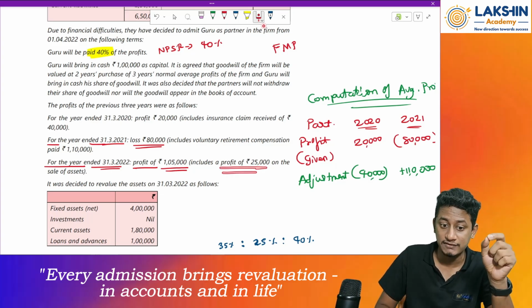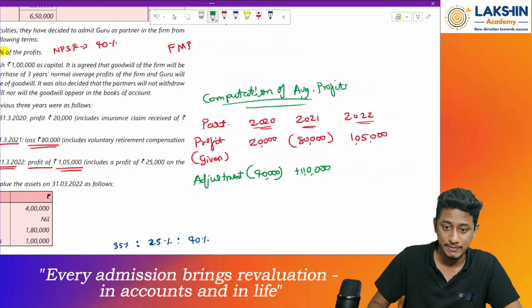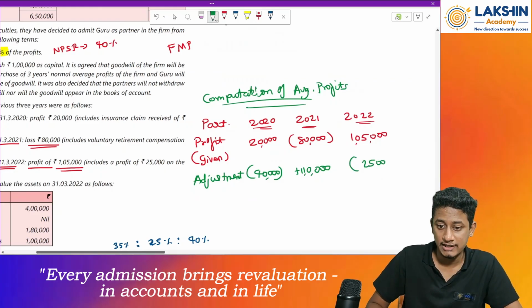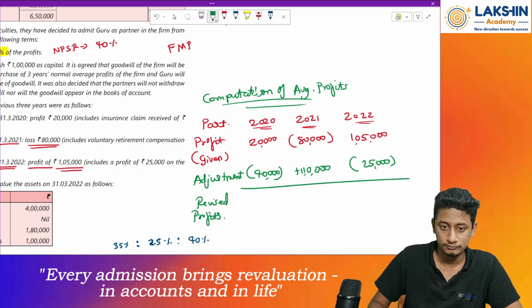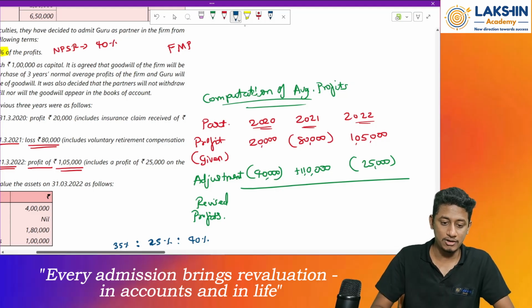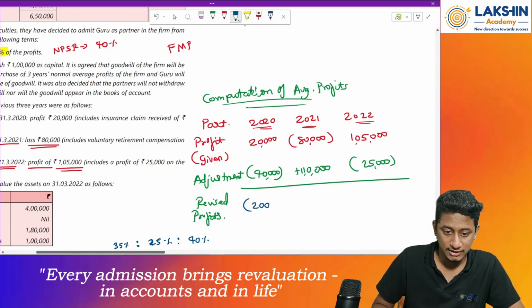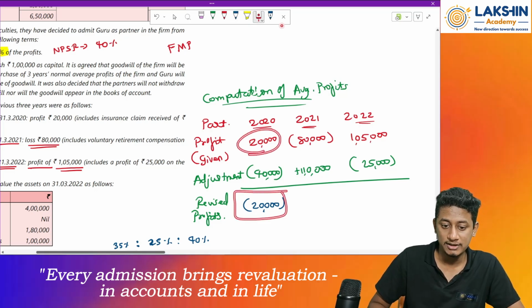Because of that, this will also need to be reversed. Profit, whenever I reverse, it will be an expense. So reverse rupees 25,000. Now compute the revised profit figures. Revised profits. Rupees 20,000 minus 40,000 will be rupees 20,000 in negatives. This will be a loss. See, from profit we have been in the loss now.